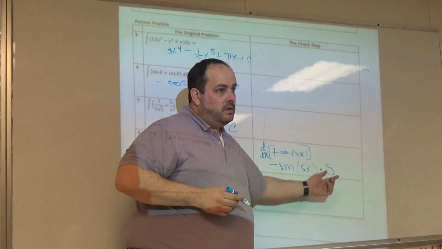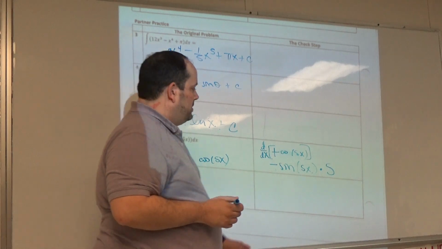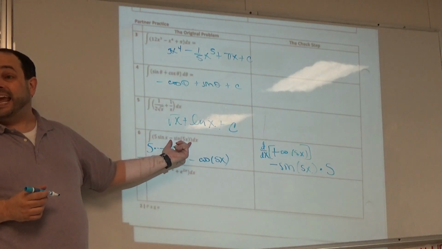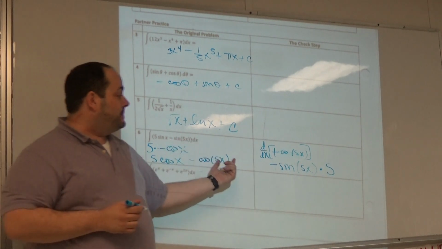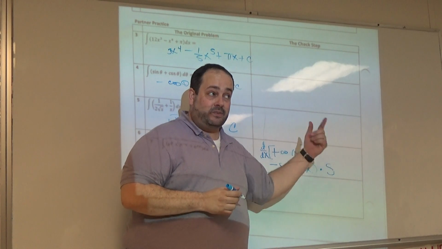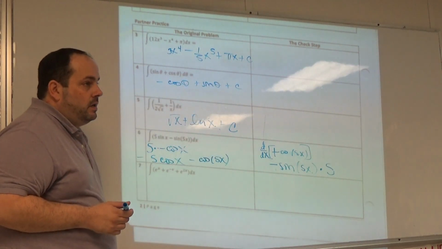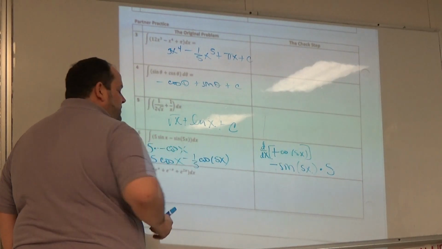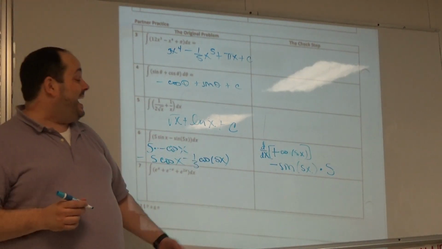What do you want to do? Move it up, move it out in front? But the problem is, my goal is to get negative sine 5x. What I'm getting is negative sine 5x times 5. I don't want the times 5. Is it 1/5 cosine? If I make this minus 1/5 cosine of 5x, now take the derivative.